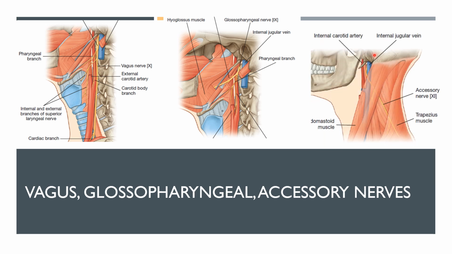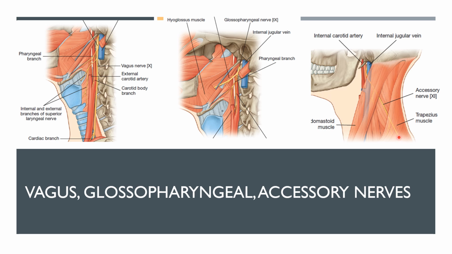The third cranial nerve that also leaves the jugular foramen is the accessory nerve. And the accessory nerve, after emerging from the foramen, descends a little bit and goes backward.